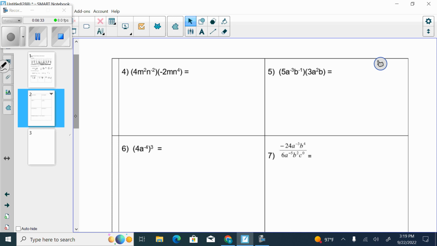So number 4. Here we are just multiplying, right? So we are going to multiply our numbers like normal. What is 4 times negative 2? Negative 8.